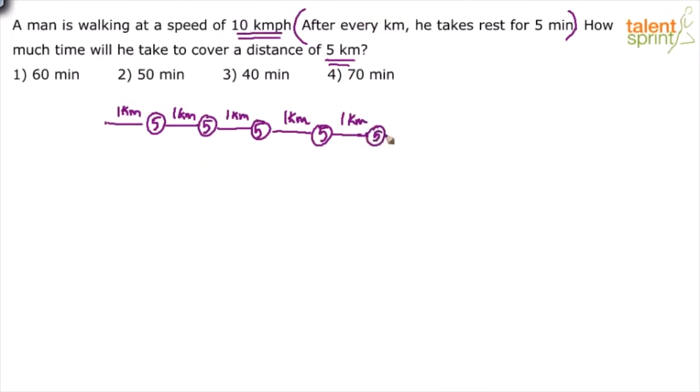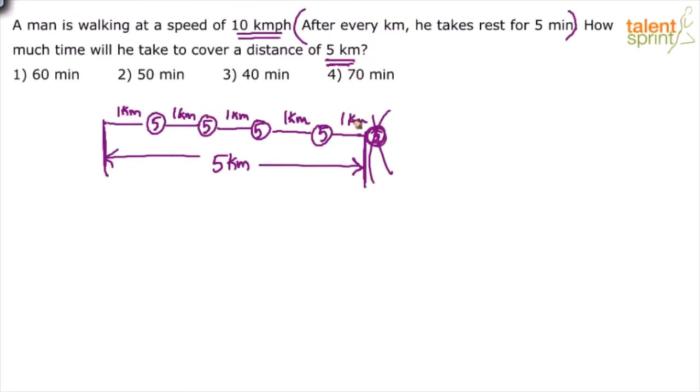If you say he has taken a rest for 5 minutes, this is wrong, because the question says how much time will it take to cover a distance of 5 kilometers. So when he reaches this point, he has covered a distance of 5 kilometers, right? 1, 2, 3, 4, 5. Total 5 kilometers has been covered. After the 5th kilometer, he takes a rest of 5 minutes. But do we have to include that in this question? No. Do we have to include that in our calculation? No.